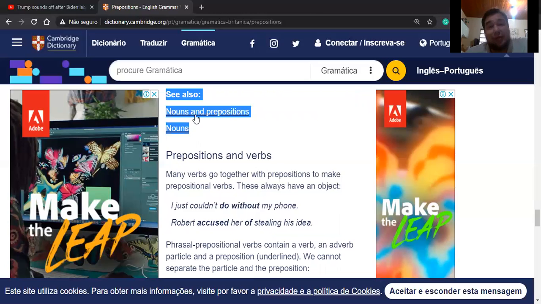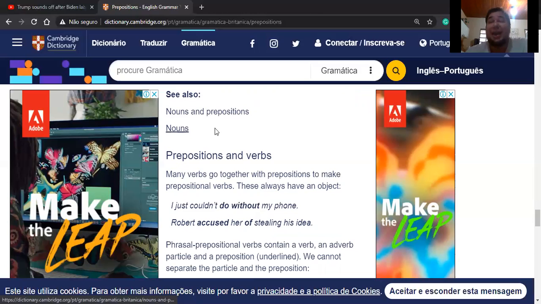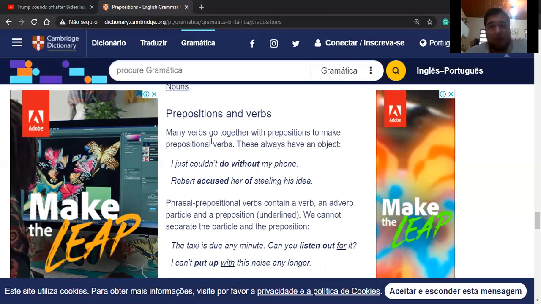Nouns and prepositions. Aqui você viu, tem uma linha aqui, quando você pode clicar, viu um assunto: nouns and prepositions, ou substantivos e preposições. Recomendo para você familiarizar você mesmo com esses artigos na área de gramática no Cambridge Dictionary. Deixa eu ver aqui, okay.